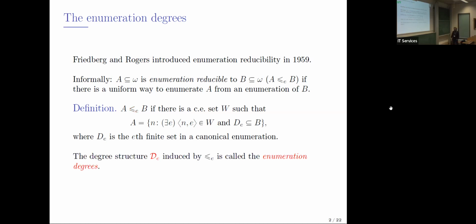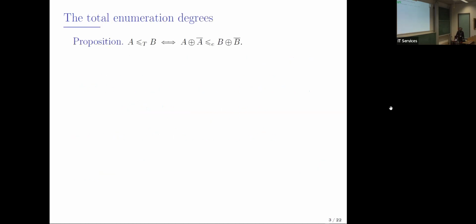The degree structure induced by this reducibility is called the enumeration degrees. It is an upper semi-lattice with least element, which is the degree of all CE sets. And as we'll see, it is actually related to the Turing degrees as follows. A is Turing below B if and only if A join A complement is enumeration below B join B complement. Basically, if I make all the positive and negative information about B and A positive information, then enumeration reducibility is enough. That I can get all the information about A, given all the information about B, is the same as Turing reducibility.